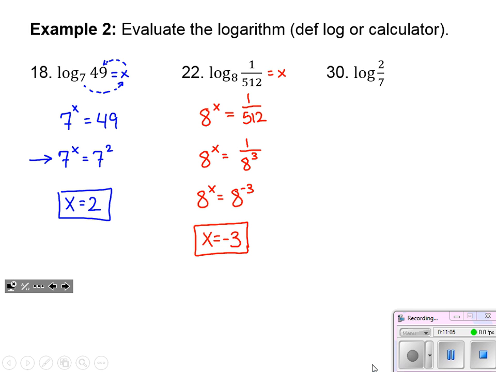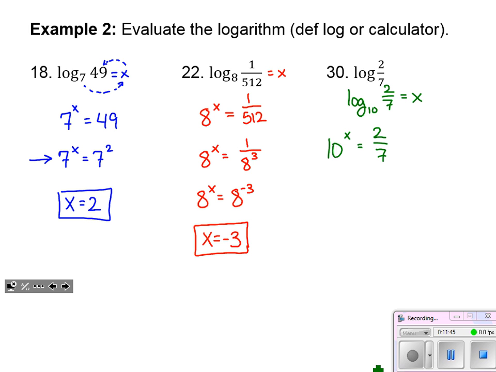All right, now number 30. Here, there is no base written, so it's understood to be a log base 10 of 2/7. So I'm thinking 10 to what perfect power would give me 2/7? Right, that perfect exponent is what we're looking for. And 2/7 is definitely not some power of 10, so unfortunately I am resigned to using the calculator on this problem, and really it's not all bad because it's a log base 10. I can just use the log key on the calculator.